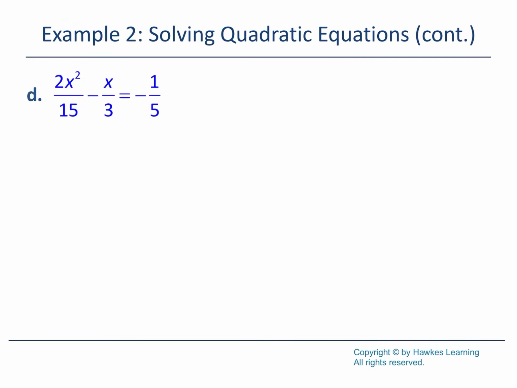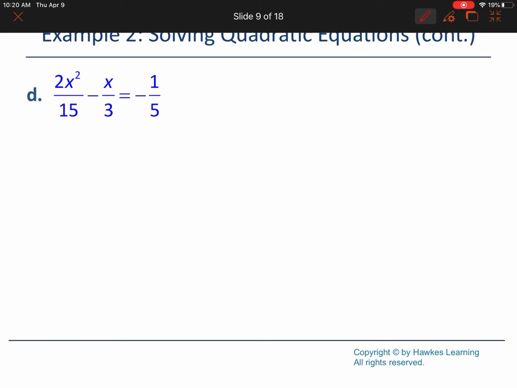Whoops. So we have 15 here, and 15 here, and 15 here. So those 15s will cancel, and I will be left with 2x squared. This 3 cancels with the 15, and I'm left with a 5, so I have minus 5x. And then this 5 cancels with the 15, and I'm left with a negative 3.